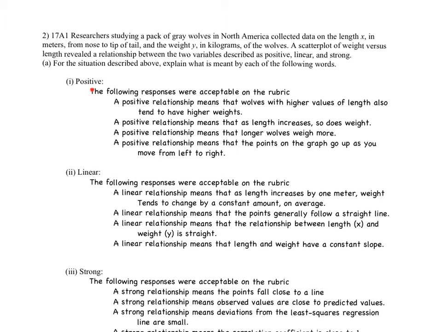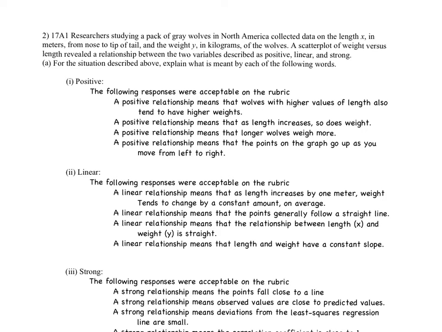So if you were going to talk about what it means to have a positive relationship, any of these would work. You could say a positive relationship means that the wolves with higher values of length also tend to have higher weights. You could say a positive relationship means that as length increases, so does weight. You could say a positive relationship means that longer wolves weigh more. And you could say a positive relationship means that the points on the graph go up as you move from left to right. The one note I would add is if you can include context, you're going to be much better off. Almost always they want context, and if nothing else, it strengthens your response if you give context.